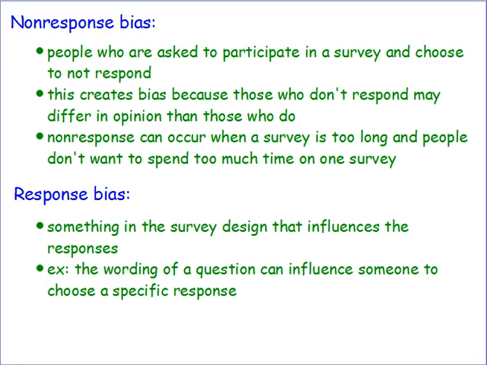Another type of bias is response bias. This is very different. This is when something in the survey that you designed influences people's responses. For example, the wording of a question might influence someone to choose a specific response. There might be words that draw on people's emotions that might make them lean one way over another. So response bias is not what people are responding, it's what you created, and the response is because of what you created in your survey.